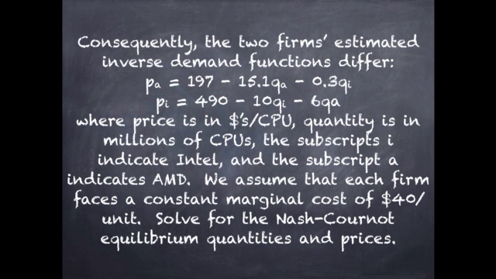We assume that each firm faces a constant marginal cost of $40 per unit. Solve for the Nash-Cournot equilibrium quantities and prices. So instead of having one demand curve, we have two separate demand curves. We're going to do the same thing that we did previously, except using these two distinct inverse demand functions. We'll calculate total revenue for AMD, marginal revenue for AMD, set that equal to marginal cost, figure out the best response function, and do the same thing for Intel: calculate total revenue, calculate marginal revenue, and set marginal revenue equal to marginal cost.